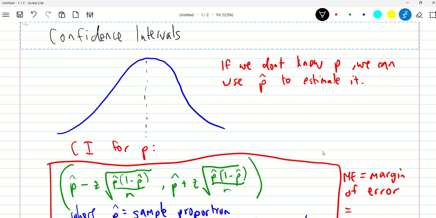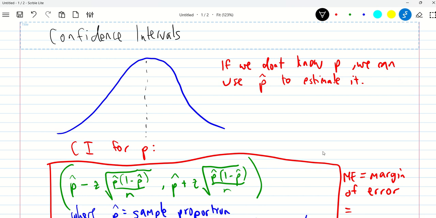But most of the time we don't know P, right? It's very hard to know what any population statistic is. It's very hard to know what the mean of the whole population is because you need to measure all the things in the population. That's very difficult because usually the populations are very large. So most of the time we're just estimating what the proportion is, or in other cases what the average is, or what the standard deviation is. We're just using samples to estimate them.